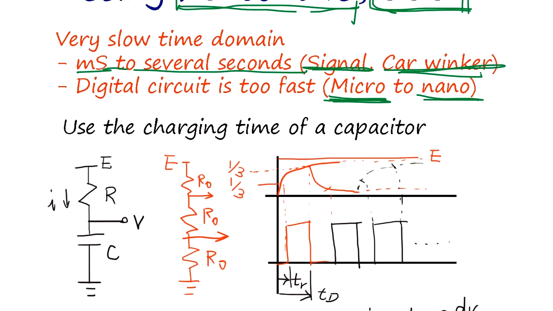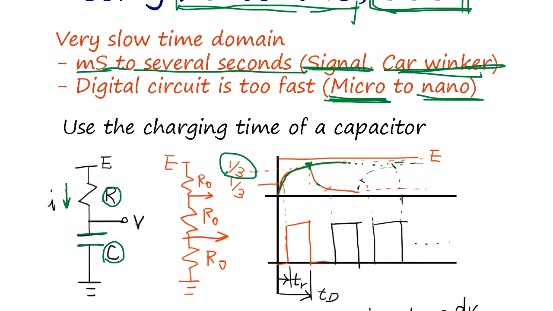How do we generate the timing? Basically, we use capacitor charging time. The capacitor C is charged up through this resistor R. When it's charged up, the voltage V gradually increases from 0 and eventually reaches E, and this may take a long time. So we cut off at a fraction of the way. When that level is reached, we consider it charged and release.